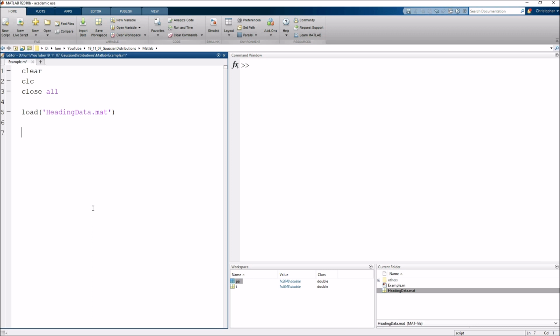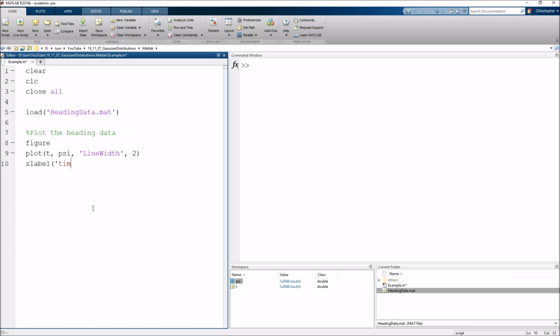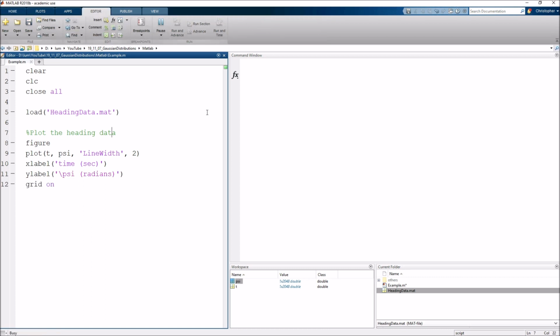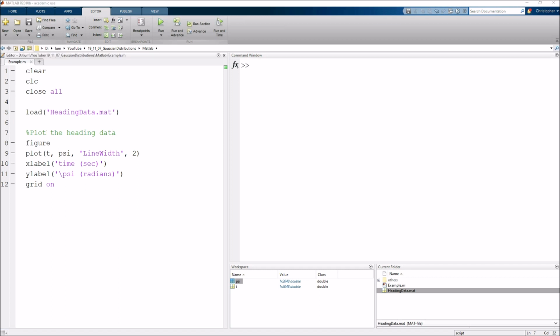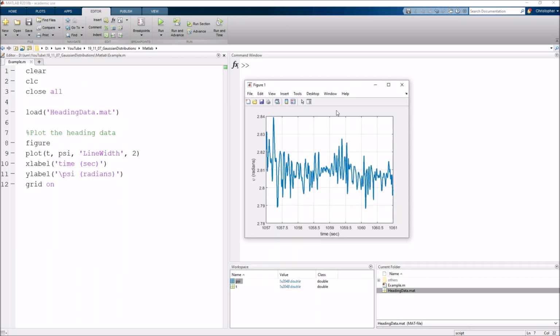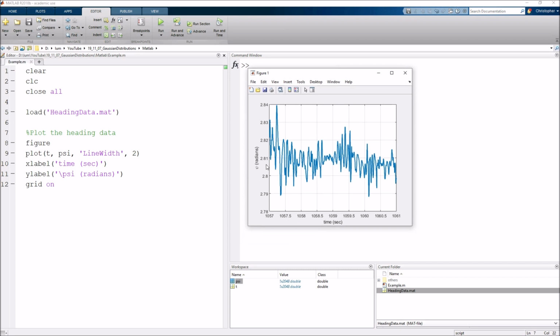So let's go ahead and plot the heading data to start. I'll just say plot t psi, and let's make this a little bit fatter so we can see this. Okay, and the x label is obviously time in seconds, and then the y label is going to be the heading angle psi in units of radians. Let's turn the grid on and run this just so we can see what it looks like. And I'll pull this over, and here you go. So here's some real sensor data that actually came off an actual unit. And you can see it's a noisy signal, just like you would expect.